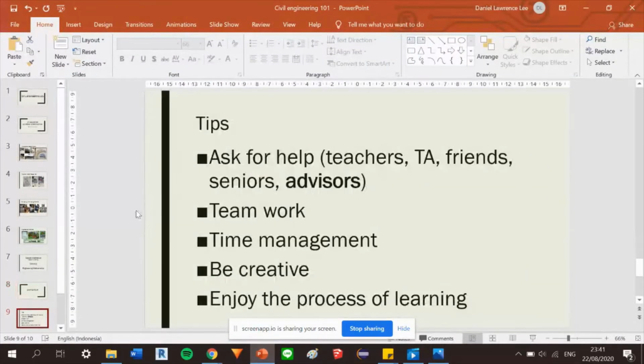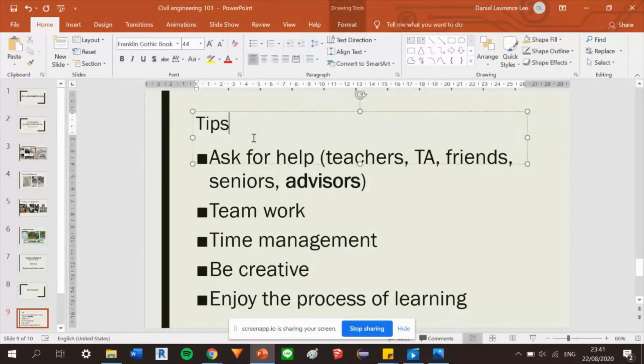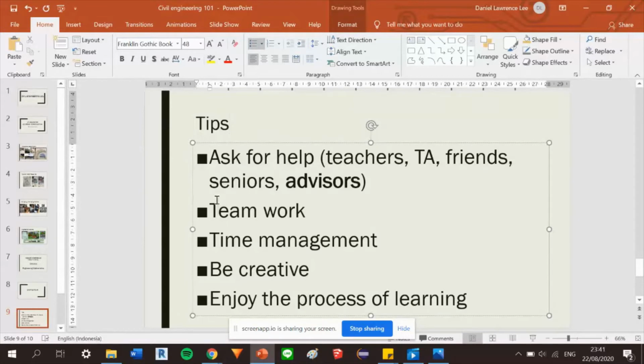And then next I will tell you some tips. Well, I'm just a sophomore right now, but these are the things that I think might be helpful for you to go through your freshman year. So first of all is ask for help. There will be a lot of times where the lessons are unclear or difficult, but you could always ask for help. You could ask the teachers. They're actually kind and willing to help you.